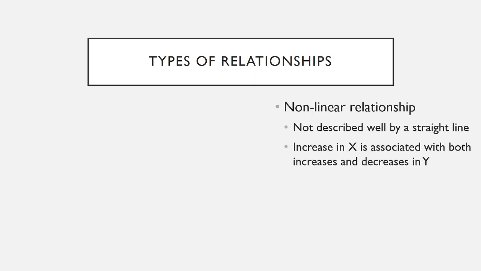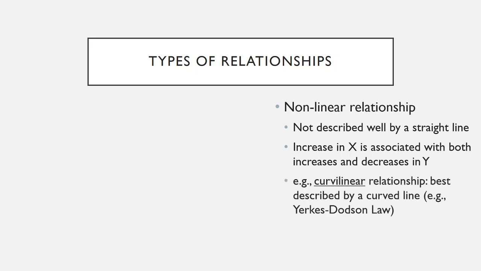Now, like I said, there's plenty of relationships between variables that are related that are not best described by a straight line. So for example, if you have any pair of variables whereby an increase in your first variable is associated with both increases and decreases in the second variable, you're going to end up with a nonlinear shape.